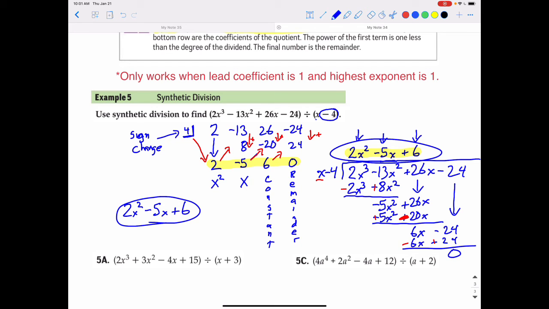There is a limitation to this: synthetic division only works when the lead coefficient is 1 and the highest exponent is 1. And now I'm talking about the divisor. So it only works when the lead coefficient is 1 and the highest exponent is 1. If the lead coefficient is anything but 1, and that includes even a negative 1, or if it has any exponents in the divisor, synthetic division does not work, and you have to do long division.